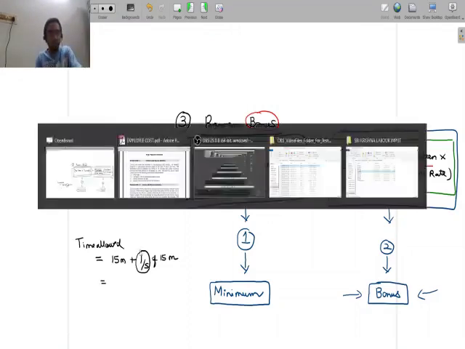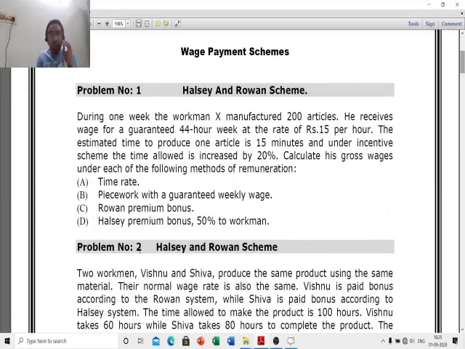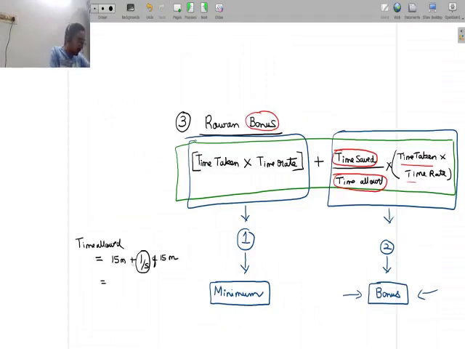20 percentage. So going back here, it says, and under incentive scheme, the time allowed is increased by 20 percentage. So 15 minutes plus 1/5 of 15 minutes, 20 percentage of 15 minutes. So we get 3 minutes here. So for every product, you get 18 minutes time. And now this is 18 minutes per product per unit.